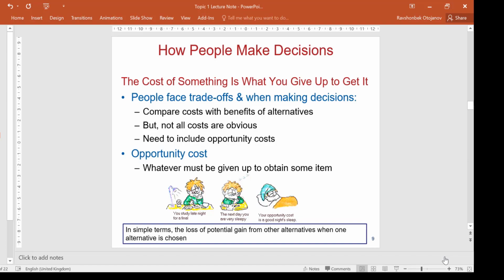So on top of your financial costs, the ones that you can put a dollar sign on, add the opportunity cost. It is also kind of a financial cost, but it's not obvious. It is a theoretical cost in this case. It's just the amount that you give up, which has to be added to the financial cost to come up with the cost of going to university. And then you compare the benefits with the costs. So opportunity cost is whatever you are giving up to obtain some items. In simple terms, it's just a loss of potential gain from other alternatives when one alternative is chosen.